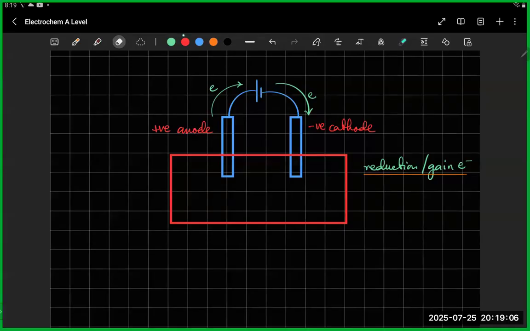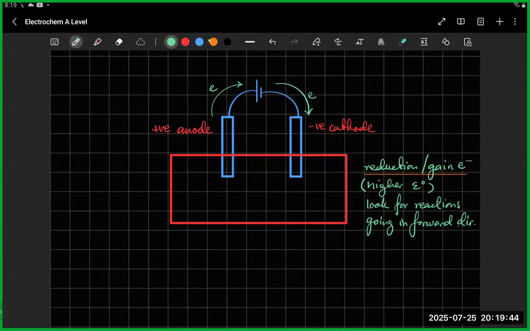So at the cathode, you don't have a choice. You're only going to gain electrons. And what did we learn? Who gains electrons? The one that has the higher E naught gains electrons. And we're only going to look for reactions going in the forward direction in the data booklet, because they're only going to gain electrons.